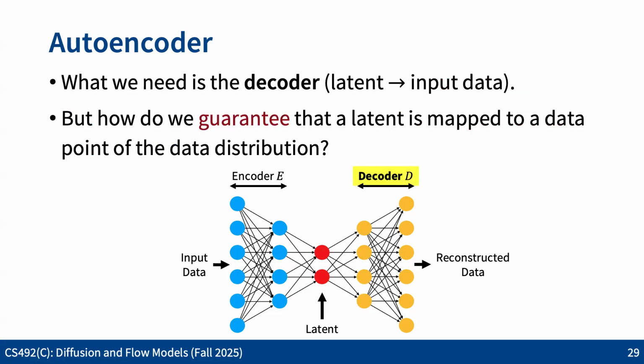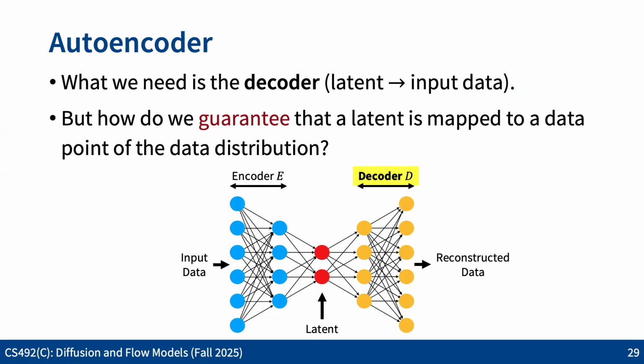And what we need is actually just the decoder. We don't need the encoder. If we have a mapping from the latent to the data point, then we can use that in our generation process. So the problem is how we are going to train this decoder while guaranteeing that all the samples from the latent distribution go to one of the data points in the data distribution.